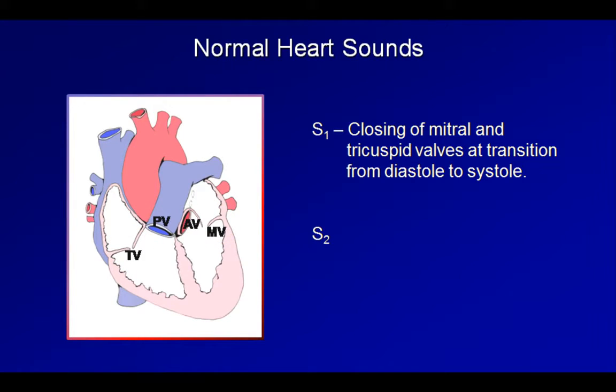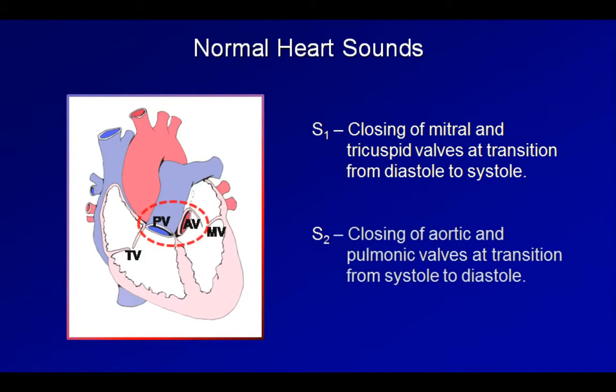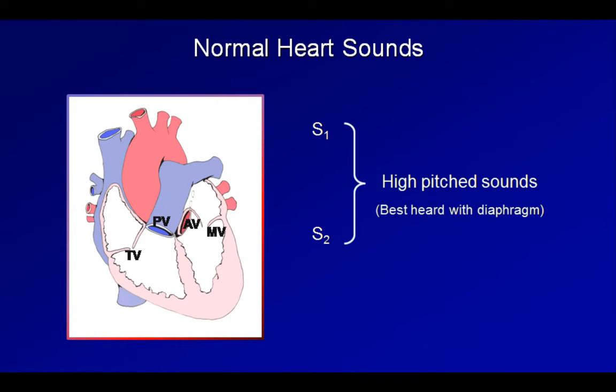S2 is caused by and occurs essentially simultaneous to the closing of the aortic and pulmonic valves at the transition from systole back to diastole. Together, S1 and S2 form the lub-dub of the heartbeat. Both S1 and S2 are relatively high-pitched sounds. Although the pitch of S2 can be lower than S1, both are still best heard with the diaphragm of the stethoscope. Let's take a closer look at each.